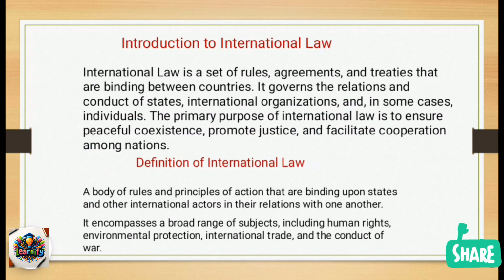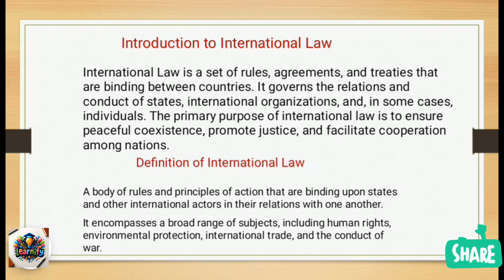Introduction to international law. International law is a set of rules, agreements, and treaties that are bound between countries. It governs the relations and conduct of states, international organizations, and in some cases, individuals. The primary purpose of international law is to ensure peace, coexistence, promote justice, and facilitate cooperation among nations.